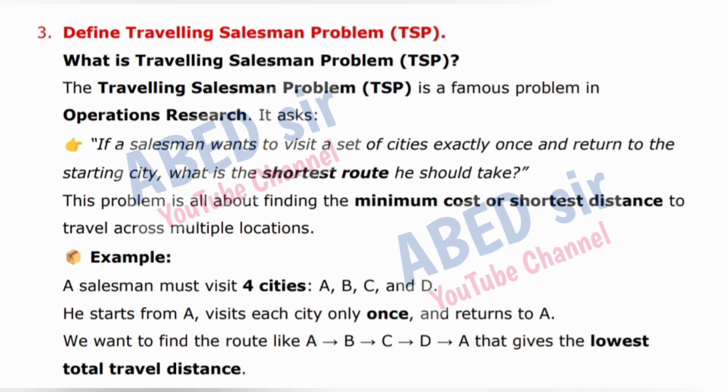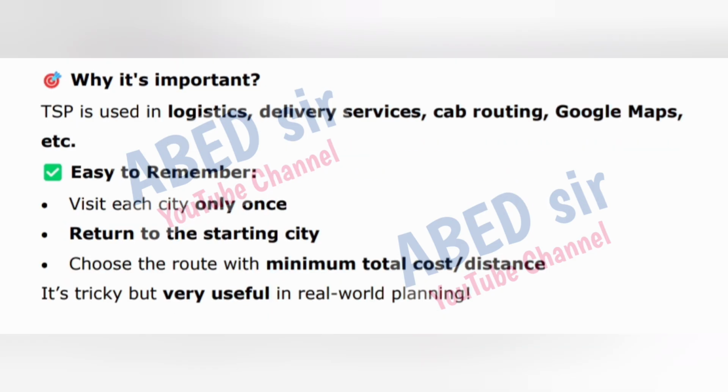Example: a salesman must visit 4 cities, A, B, C, and D. He starts from A, visits each city only once, and returns to A. We want to find the route like ABCD that gives the lowest total travel distance. Why it's important? TSP is used in logistics, delivery services, cab routing, Google Maps, etc. Easy to remember. Visit each city only once. Return to the starting city. Choose the route with minimum total cost distance. It's tricky but very useful in real-world planning.